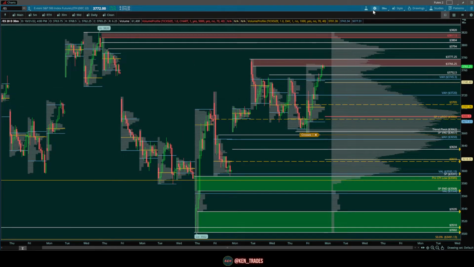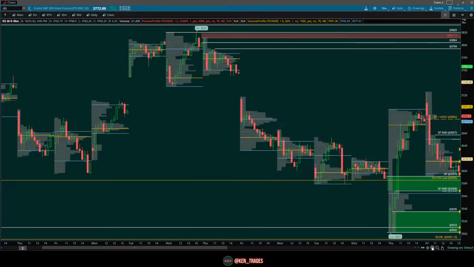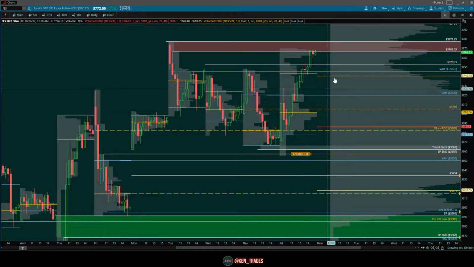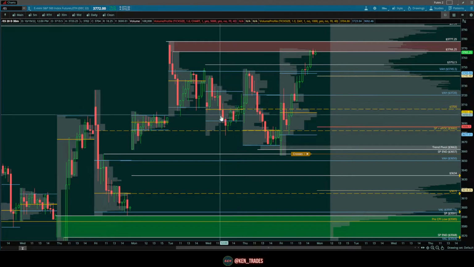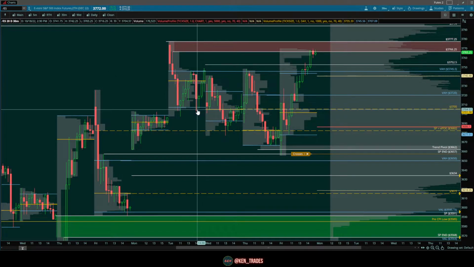I use the 30-minute. You can go down to 15 or 30, but for me, it's 30. This is just for you to plan and have your levels. When I start, normally I'll plot the POC. The POC is the middle one, where the most volume was traded. And then also the value highs and value lows.